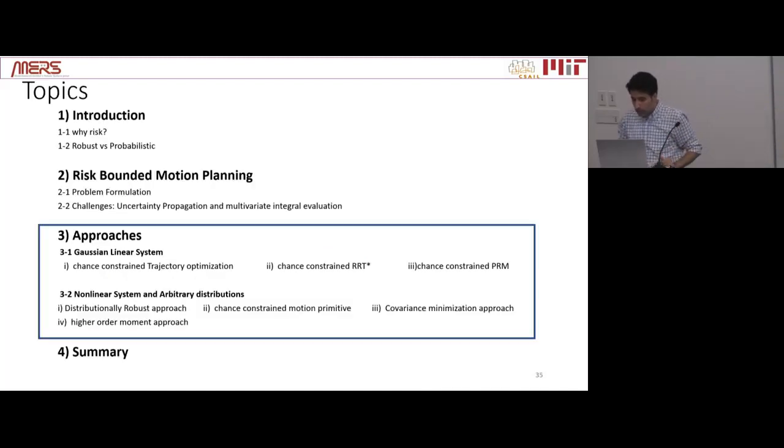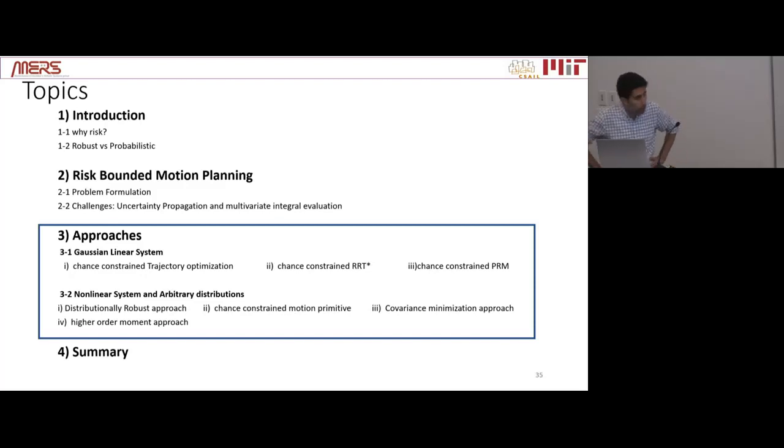To do this, I'm going to look at several approaches. For the first set of approaches, I will assume that we have a Gaussian linear system with linear obstacles, since we know how to propagate uncertainty. And in the next set of approaches, we will look at more general cases with nonlinear dynamics and arbitrary distribution. So let's look at the first set.